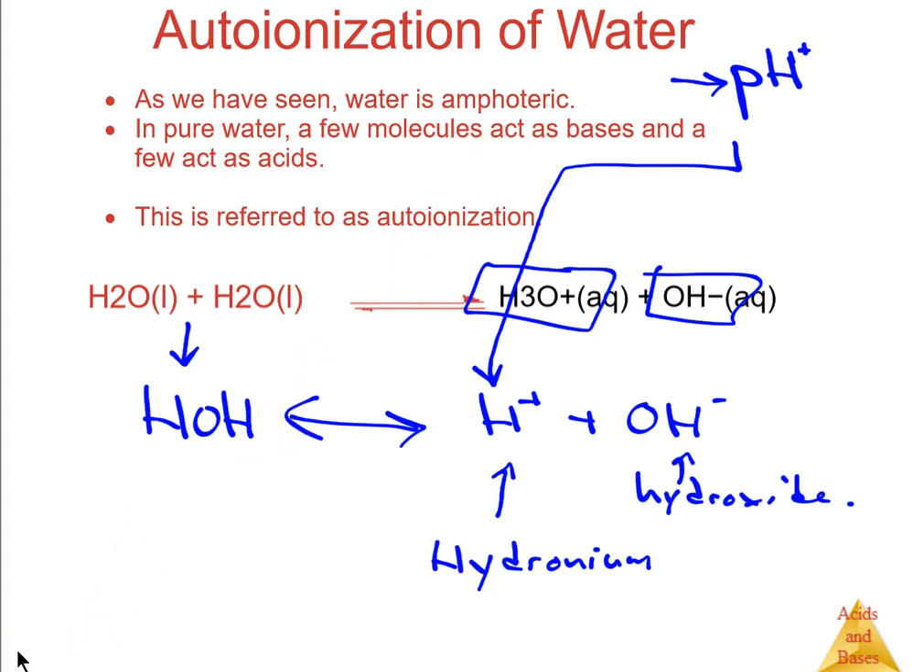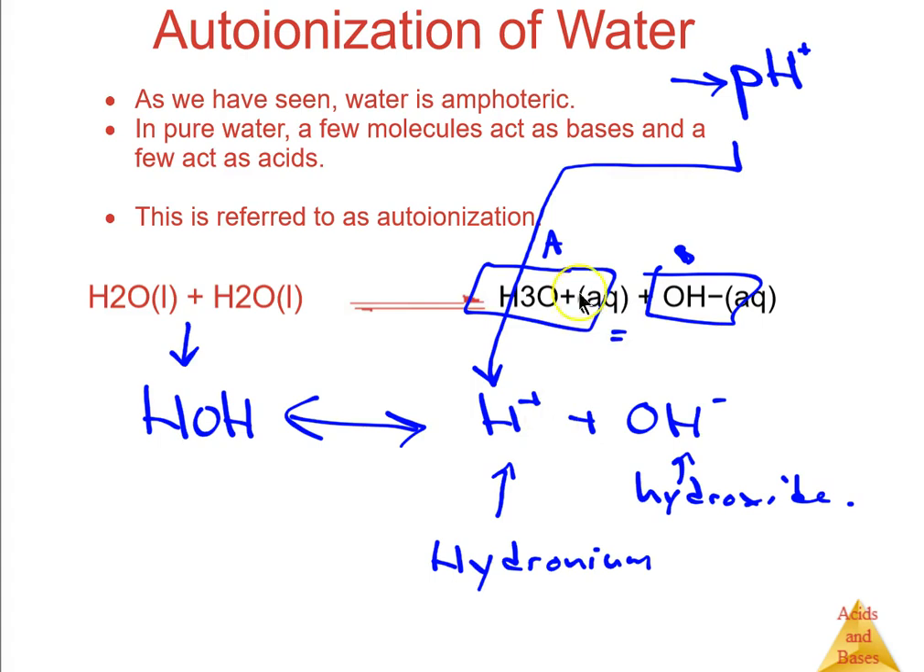It means it can act like an acid or it can act like a base. In pure water, a few molecules act as a base and a few act as an acid. This is referred to as autoionization. It's when two water molecules collide and transfer a hydrogen ion, and you get some H3O plus and some OH minus. This is acidic, this is basic. Since it's just in pure water, they end up being equal to each other.